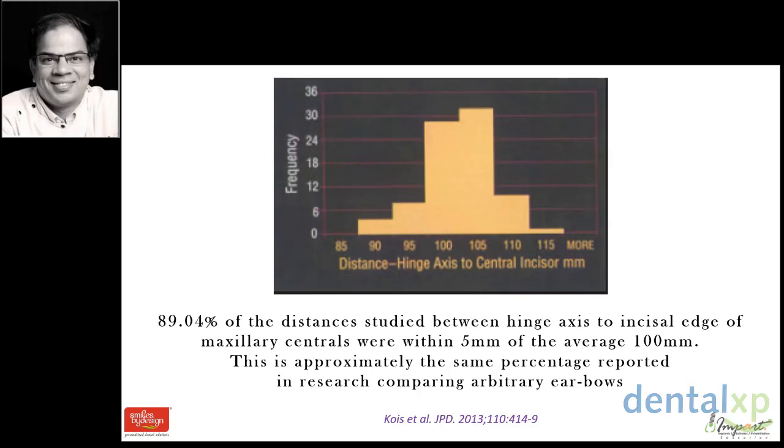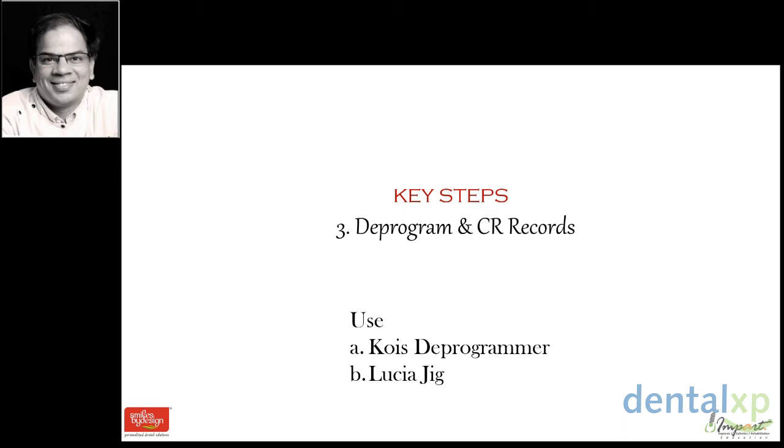Our third step is to deprogram the patient now and take a centric relation record. And this deprogramming can be done with various methods. Every school of occlusion has their own methods, but I've narrowed down to these two, apart from which I don't really venture into other ideas. My number one choice is a Kois deprogrammer, where if the patient has anything but acceptable dysfunction, I would choose a Kois deprogrammer as my deprogrammer of choice. But if the patient does have acceptable function, I would use Lucia jig as a chairside deprogramming method. So we'll look at some of these aspects.